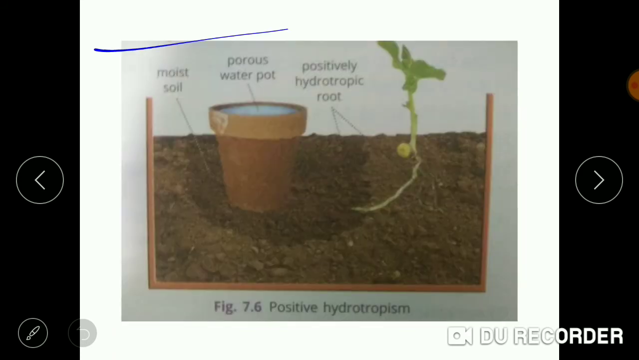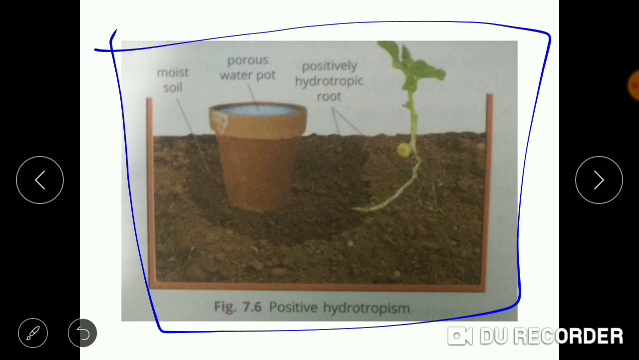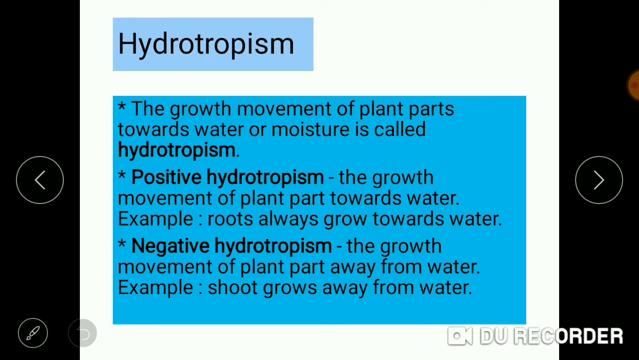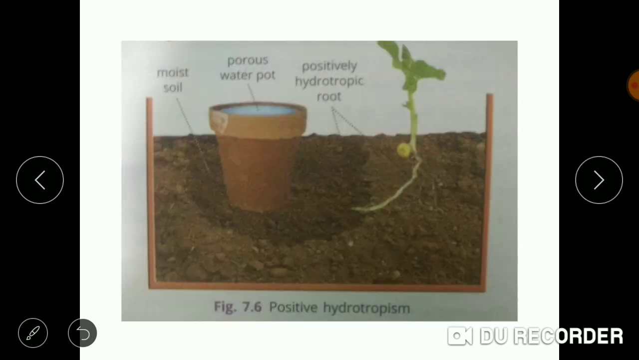Now here's a diagram showing positive hydrotropism. So we can see that the root always grows in the direction of the water, in the direction in which it is receiving the water. It moves towards where the excess of water is, while the shoot is showing negative hydrotropism. It is moving away from the water. So we can say that the roots show positive hydrotropism and the shoots show negative hydrotropism.